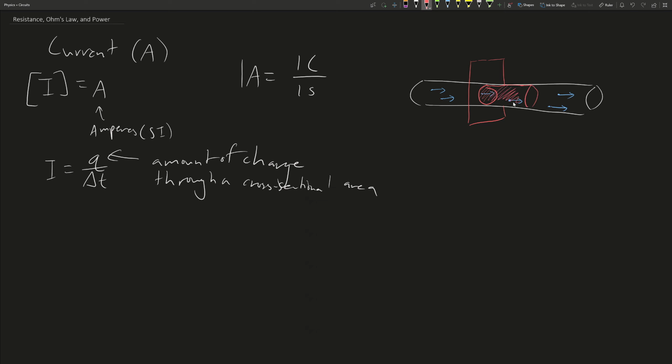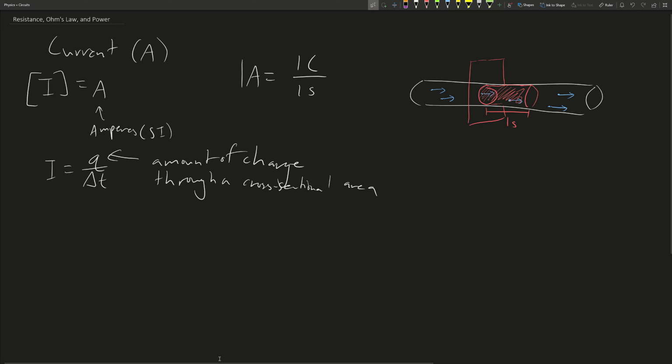let's say in 1 second, the charge can move this distance. Then the amount of charges that cross through this area in 1 second can be represented by all the charges in this volume right here. So the current through this would be all the charges in this volume. Let's say each one of these dots represents a coulomb of charge, then the current here would be 2 amps, because there are 2 coulombs of charge that move through this cross-sectional area per second.